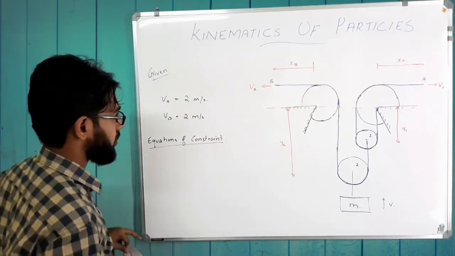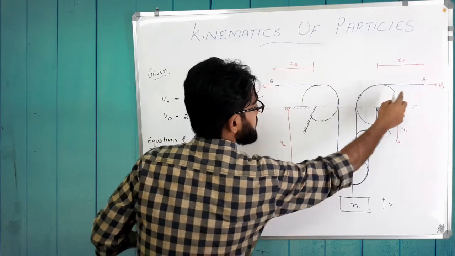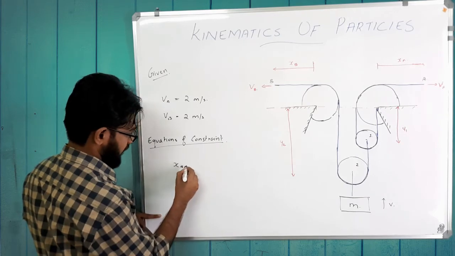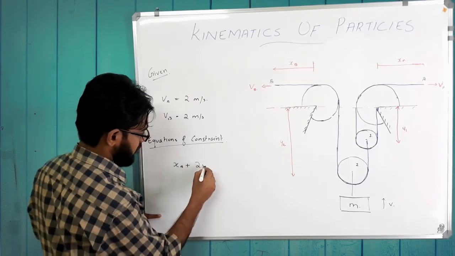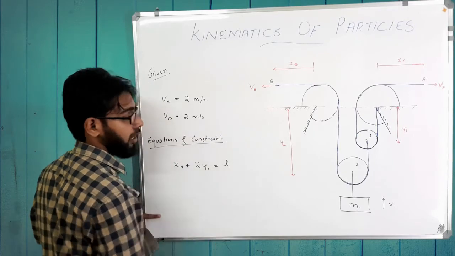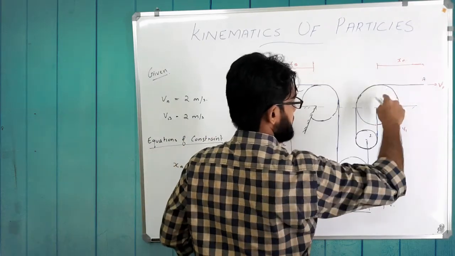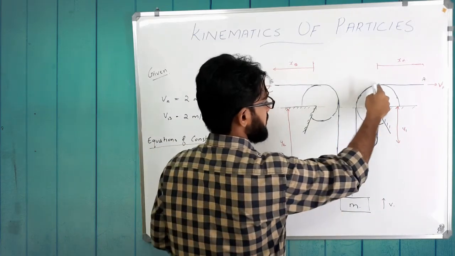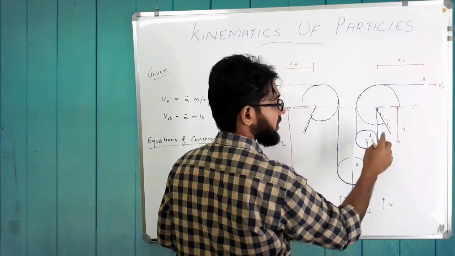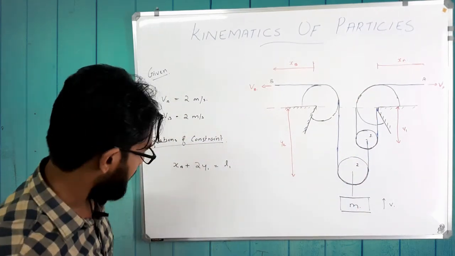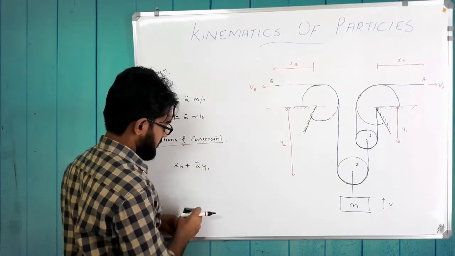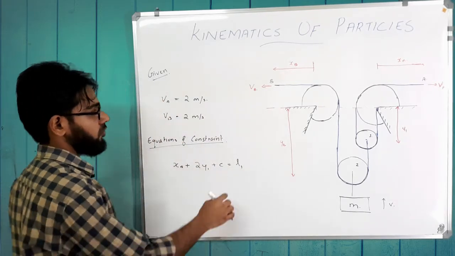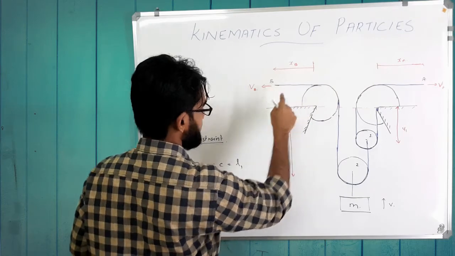We'll write for this cord first. So XA plus 2 times Y1 is equal to L1. The remaining portion, this segment, we can assume to be a constant. If you want, you can write it, it doesn't make any difference. Plus C equals L1.